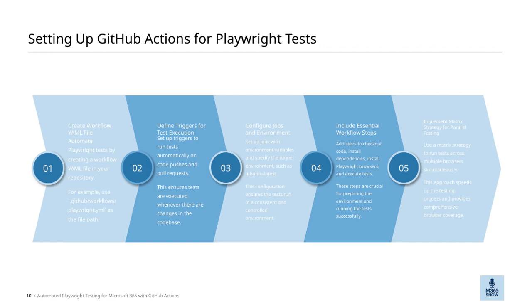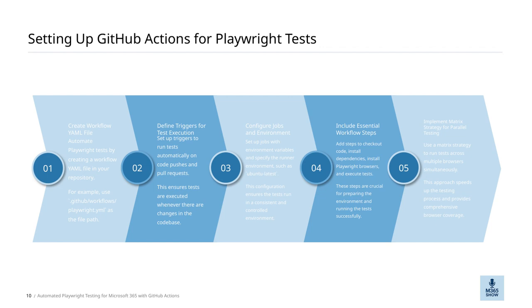This step is crucial because it guarantees your tests run in a consistent environment, reducing the chance of unexpected failures caused by differences in setups. Moving on, the workflow needs steps to get everything ready. This includes checking out your code, installing dependencies, installing the necessary Playwright browsers, and finally running the tests. These steps are the backbone of your automation, preparing everything so your tests can execute successfully and reliably.